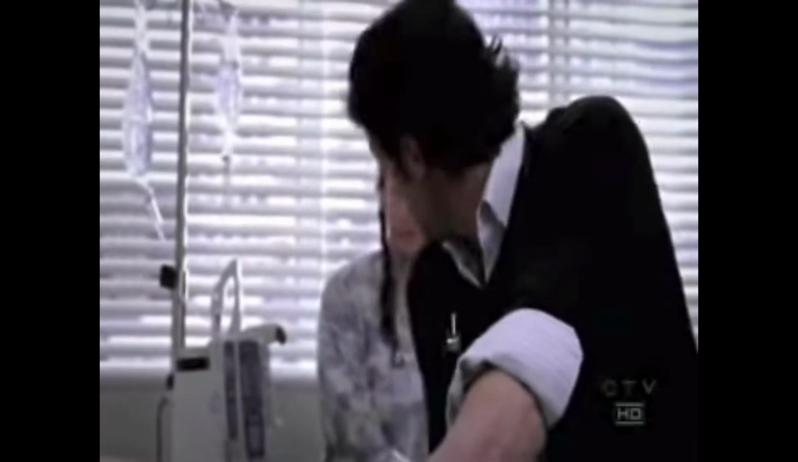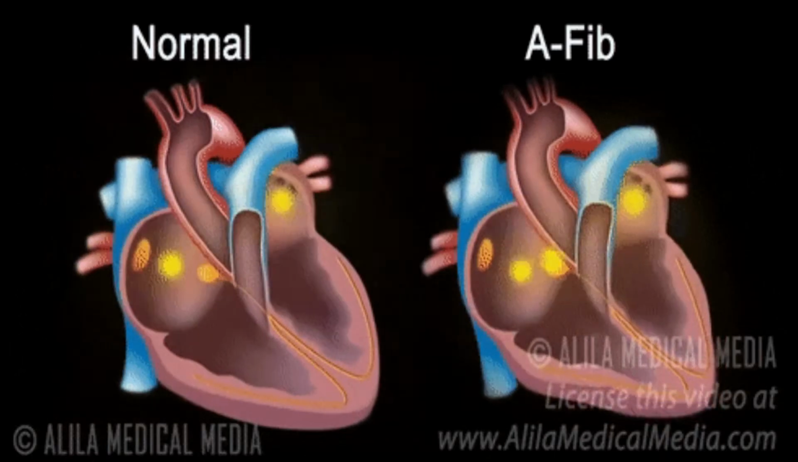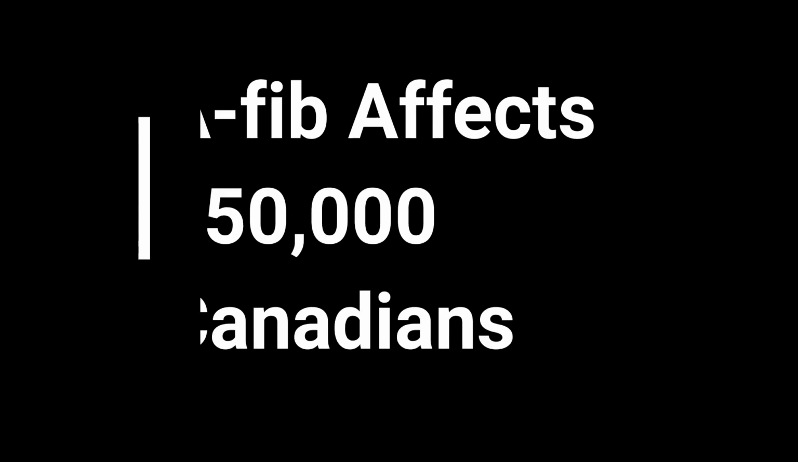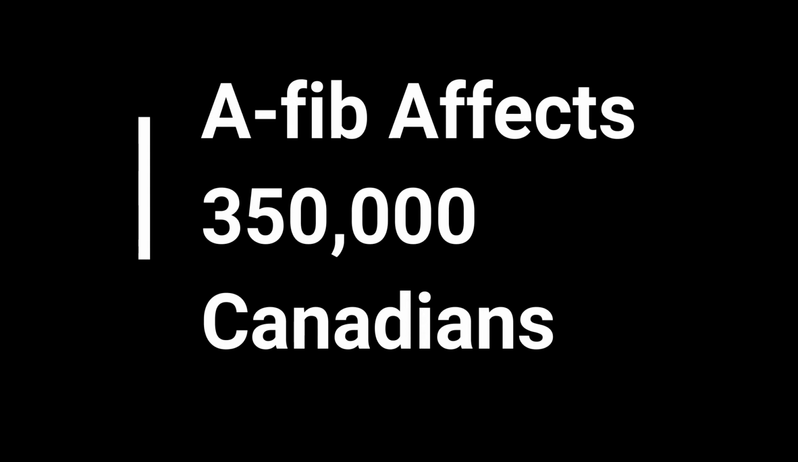Since there are so many different types of arrhythmias, I could not find specific numbers on how many Canadians are affected by all of them, but I did find a specific number related to atrial fibrillation, which is the most common type of arrhythmia, also known as AFib. Approximately 350,000 Canadians are affected by AFib.